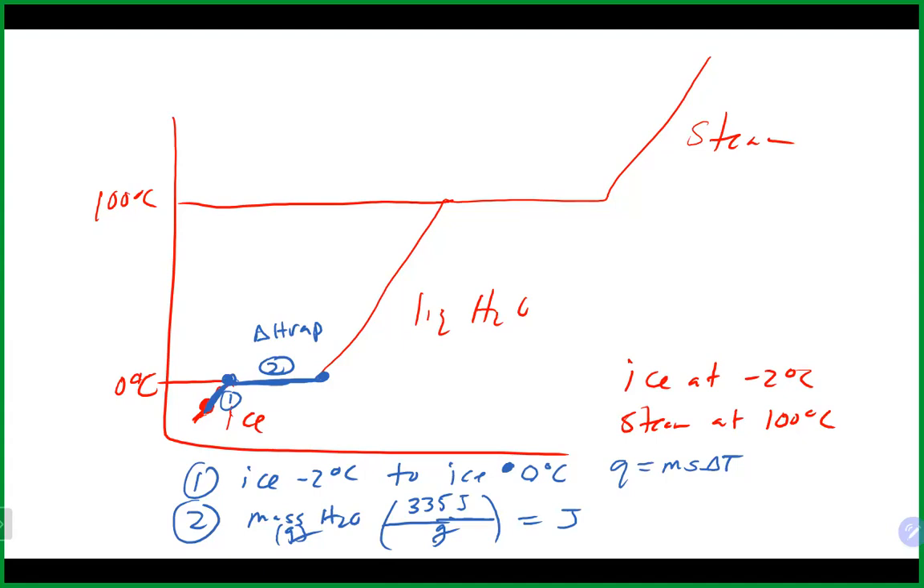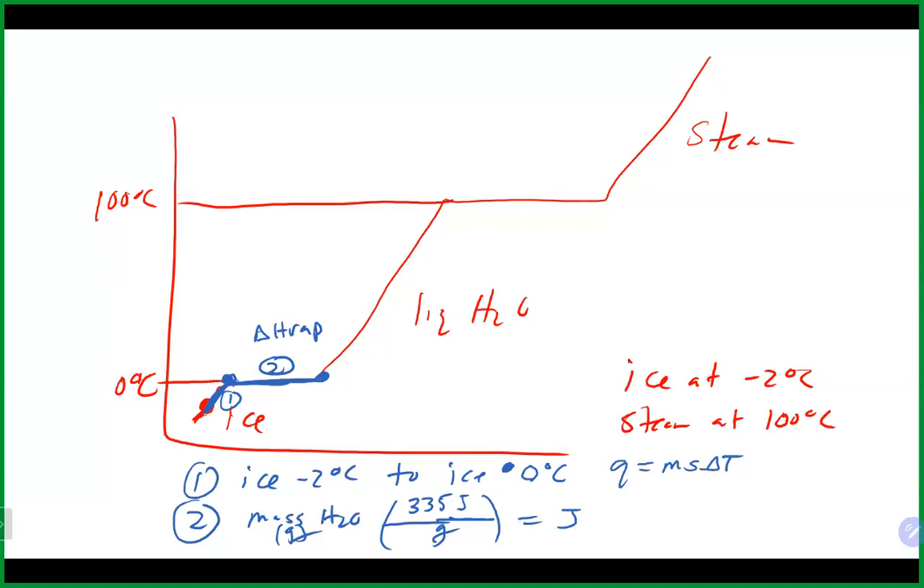So all phase changes for substances occur at the same temperature. And at that temperature, they're in equilibrium with each other. So they kind of go back and forth. And you have to put enough energy there to keep it going in one direction, or remove enough energy to get it going in the other direction.